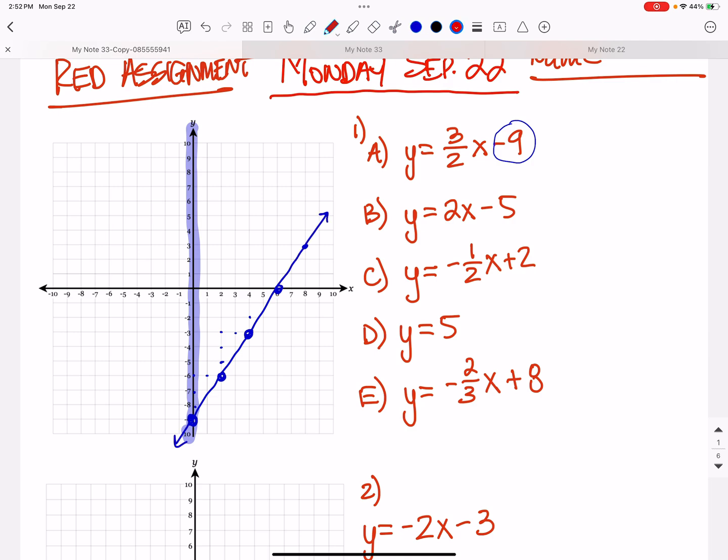B, let's do a different color. It starts off at -5 right there and goes up $2 every day. 1, 2 every day. 2, 2, 2, 2, 2. And when I've done the future, now I can do the past. And there's B.